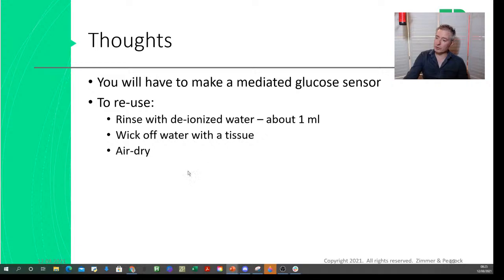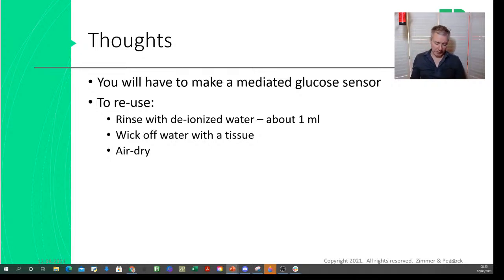He wants to know if he can reuse his glucose sensor. I suspect that when you first make your sensors, when you try to reuse them, you'll end up just washing off all the active materials. You'll have a problem with binding. This is just part of the course when you try and develop a glucose sensor. But once you've got that formulation right, you can reuse these sensors. You have to rinse them with deionized water. I suggest about 1 milliliter. You have to wick off or suck off that DI water with a tissue, and then just leave it to air dry.